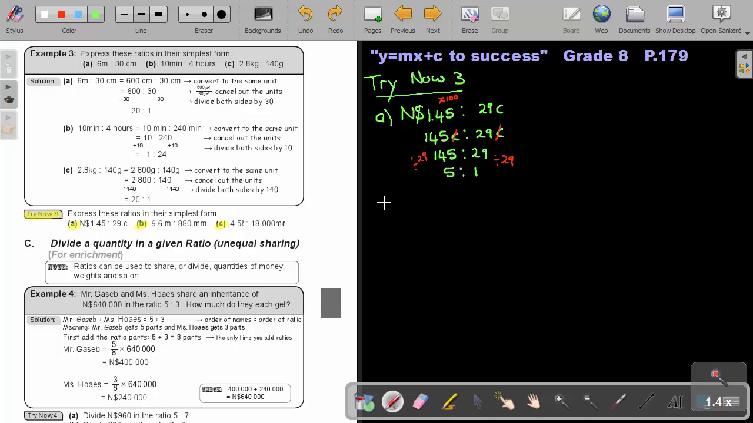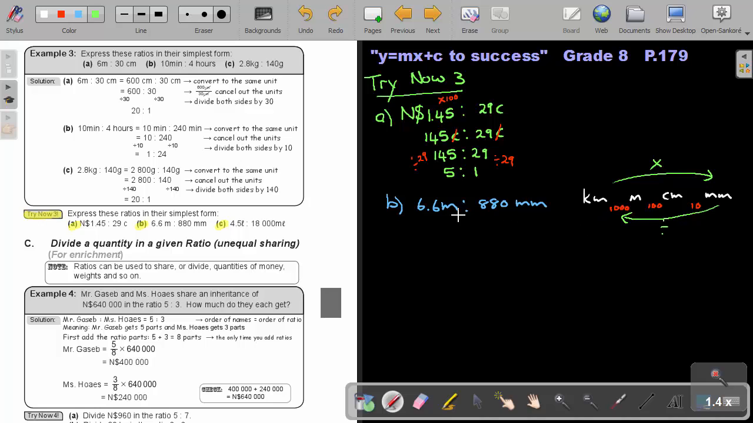Okay, let's look at number B. Now it's again, and I will show you the table here. So it's 6.6 meters to 880 millimeters. Now I always write down my tables. It's so easy to do if you just write down the tables. So it's kilometers, meters, centimeters, millimeters. I have 1 zero, 2 zeros, 3 zeros. And when I go to this side, I times. And when I work back, I divide.